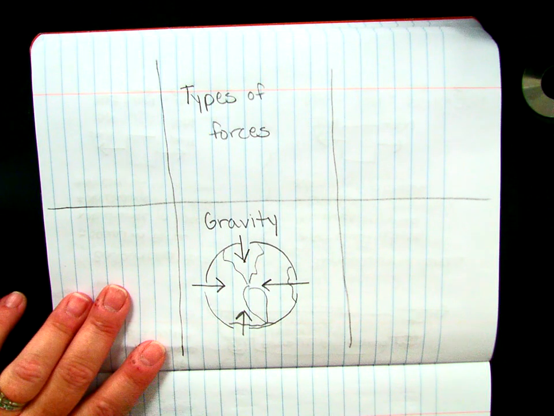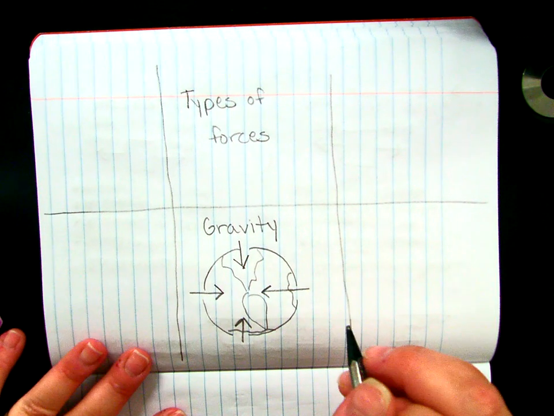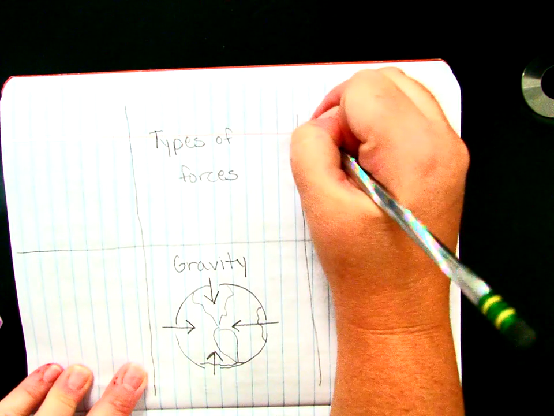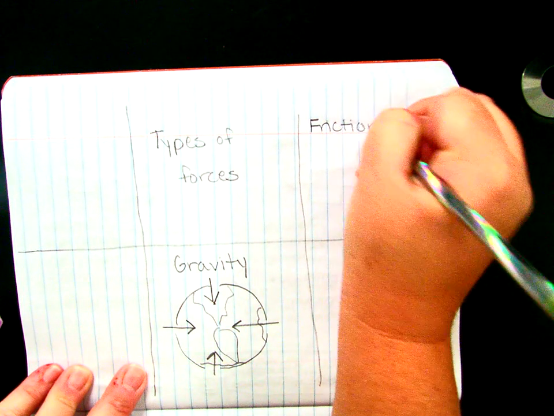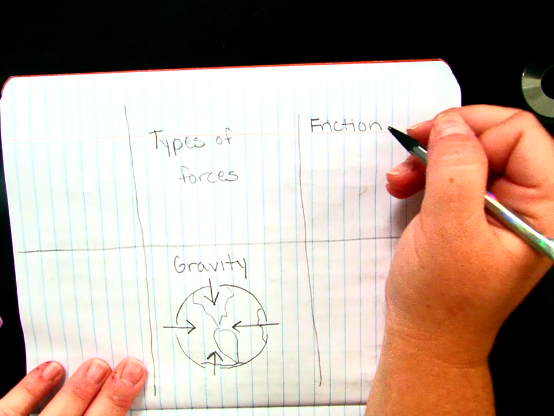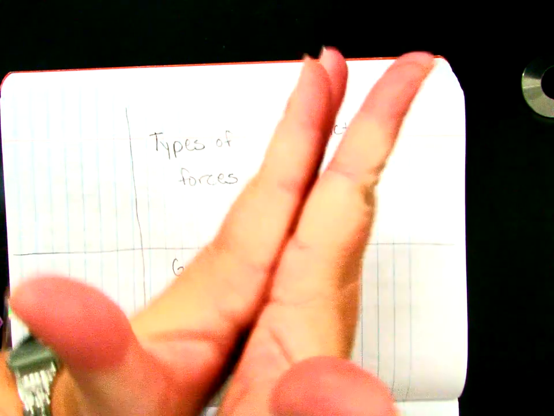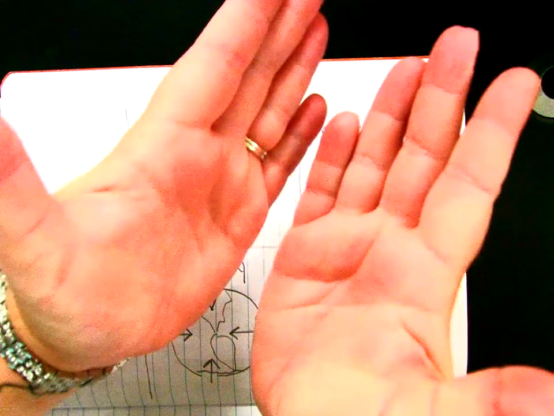Let's go up here to this top box. Let's talk about friction for a second. So friction is a force that comes from more than one object rubbing together. So think about if you put your hands together and you go back and forth like that, you get the warm feeling between your hands, and that is because you're applying friction. So friction between your skin creates warmth.